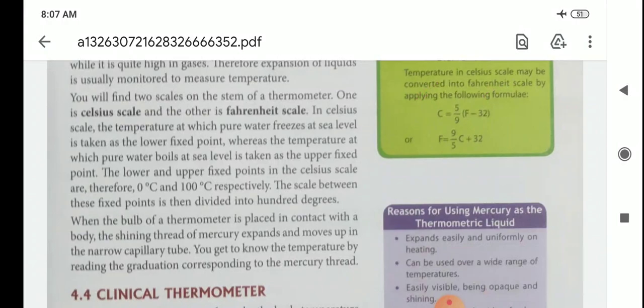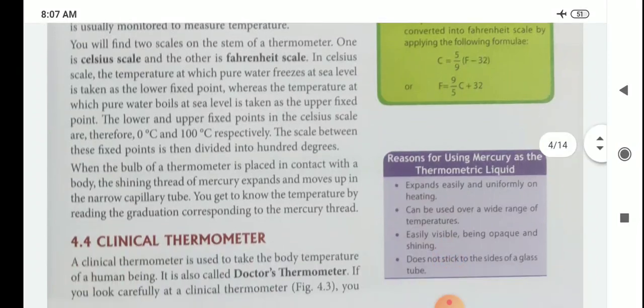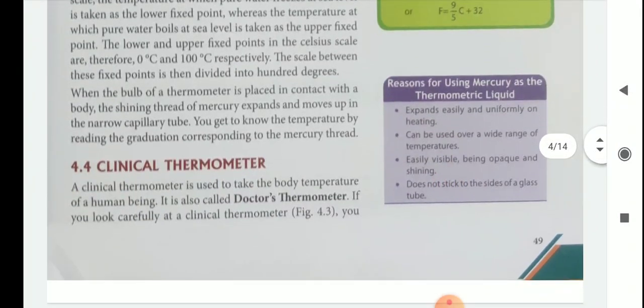When the bulb of the thermometer is placed in contact with a body, the shining thread of mercury expands and moves up in the narrow capillary tube. You get to know the temperature by reading the graduation corresponding to the mercury thread. Then, clinical thermometer.